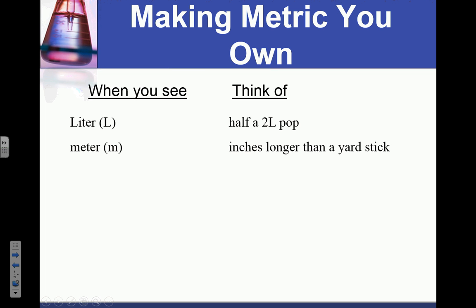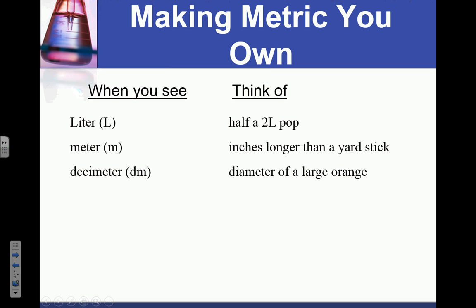A good estimation is to picture the middle of your chest all the way out to your fingertips. If you raise your arm parallel to the ground and hold it out and stretch as far as you can, that's going to be pretty close to what a meter is, from your fingertips all the way to the center of your chest.